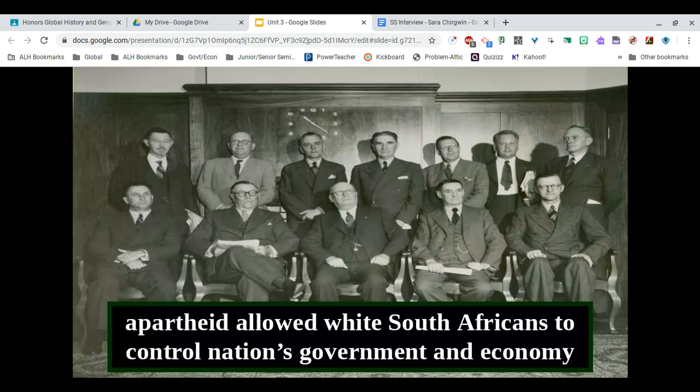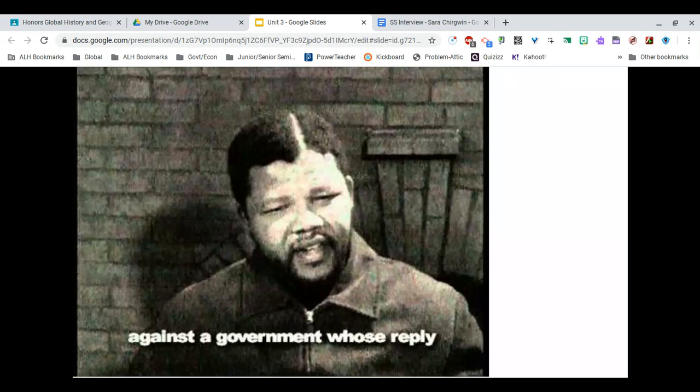And apartheid basically just allowed white South Africans to control the nation's government and economy. You can see this is the government of South Africa in 1948, and these are all white men. So this did not give any authority or chance to gain authority to any Black men, even though they made up the majority of the population. They had no rights in their own nation.